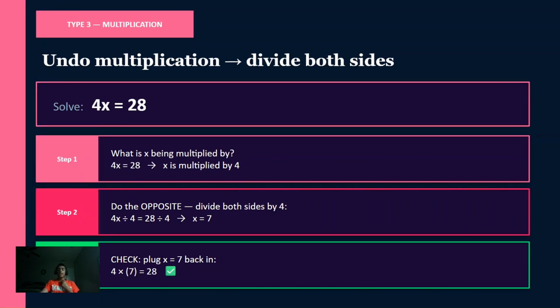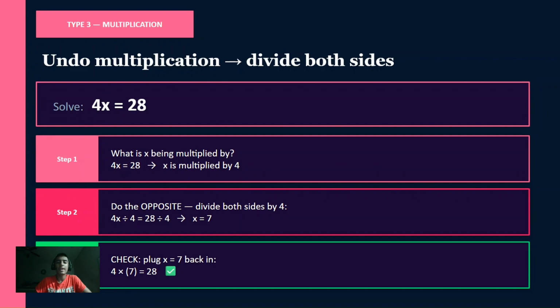So multiplication equations. To undo multiplication, you divide. We're going to solve 4x equals 28. When you see 4x, that means 4 times x. When you see 8x, that means 8 times x. Now we're going to try solving it.